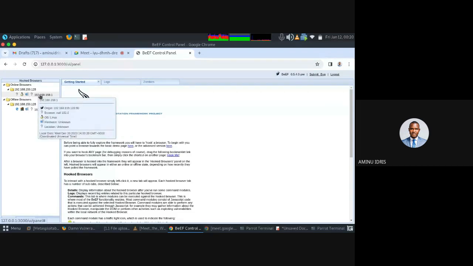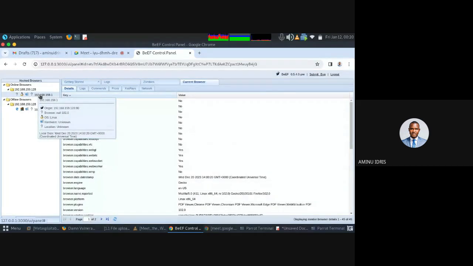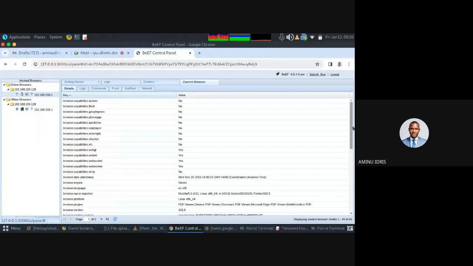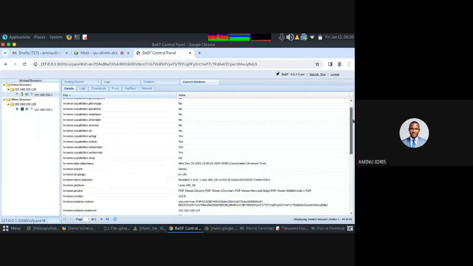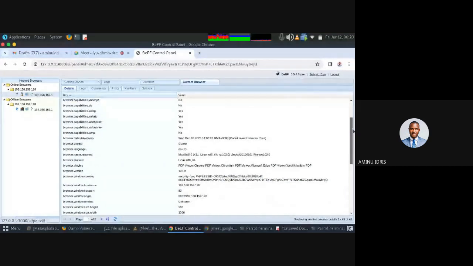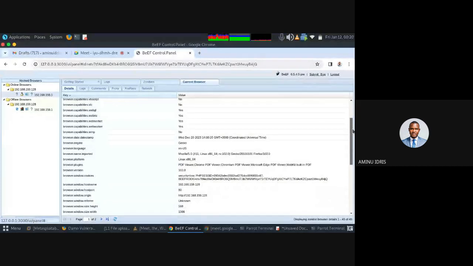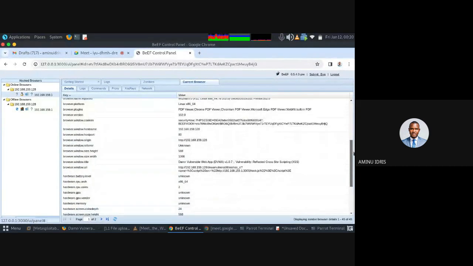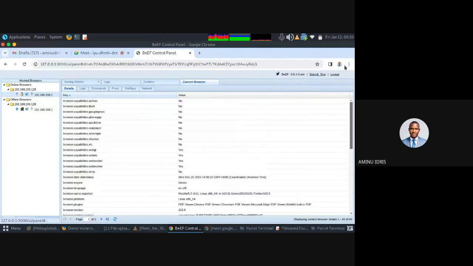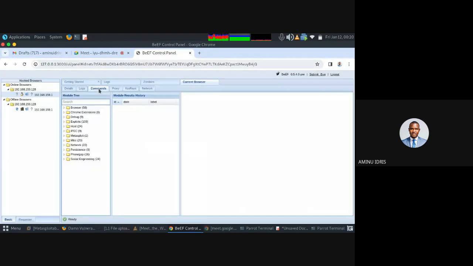So let me click on this IP address. From this IP address, we have some basic information. Like I said, information gathering is very, very important. Even the PHP session ID is exposed, which is very, very dangerous. All I need is here, but I'm not that interested in this detail. I will just head over to the command section.